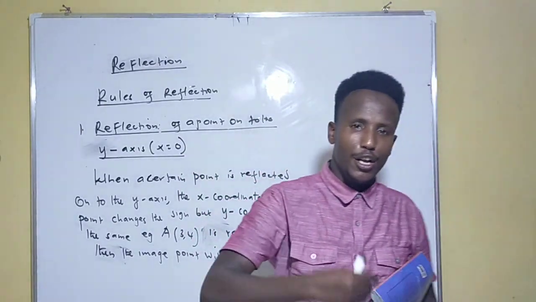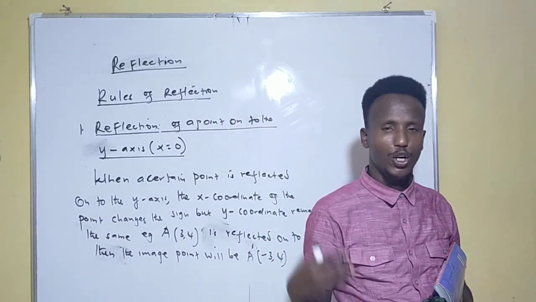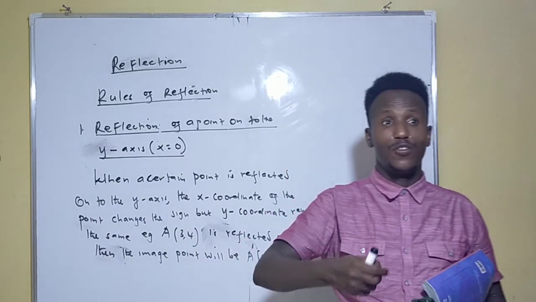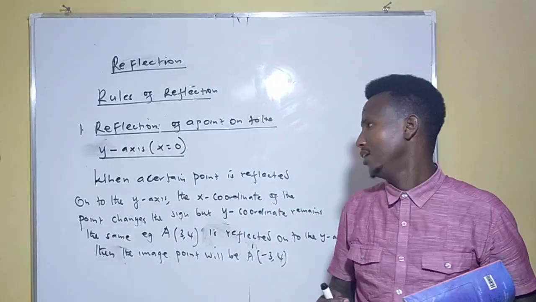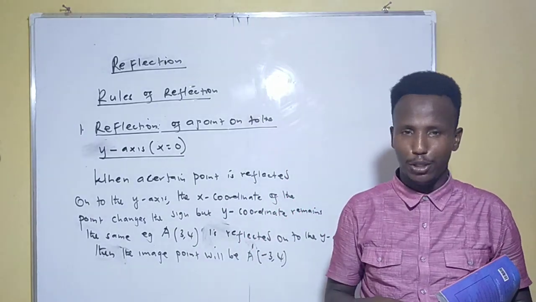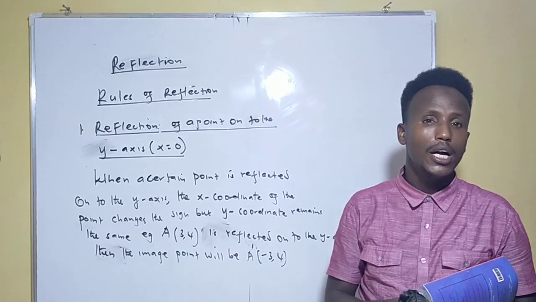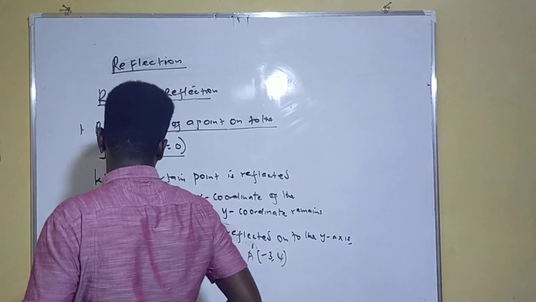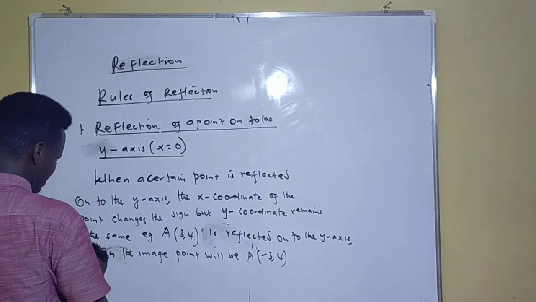So if you are told reflect onto the y-axis, what you're going to do is for you to get the image point, make sure you change the sign of the x coordinate of the point given. Then that's how you're going to get your image point. So that is rule number 2, guys. Then rule number 3 is what we're going to discuss.